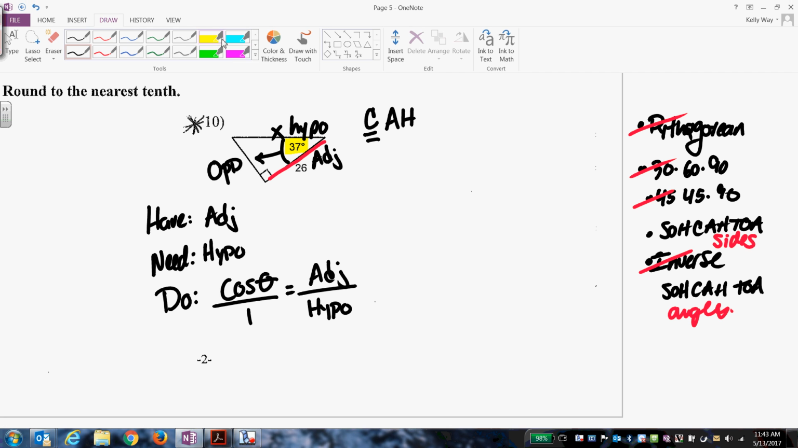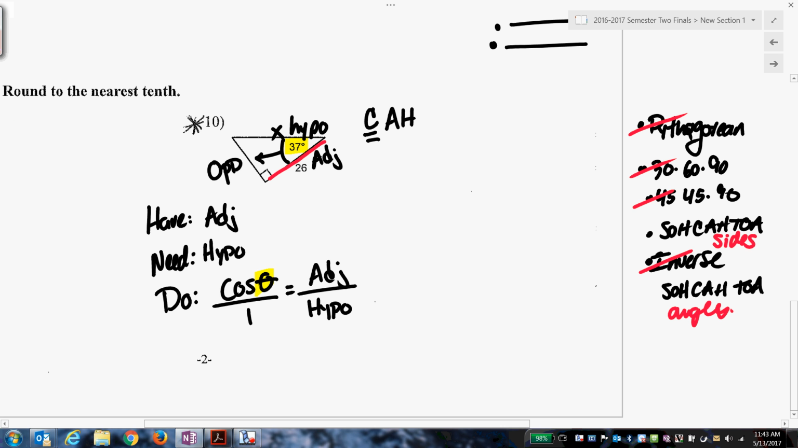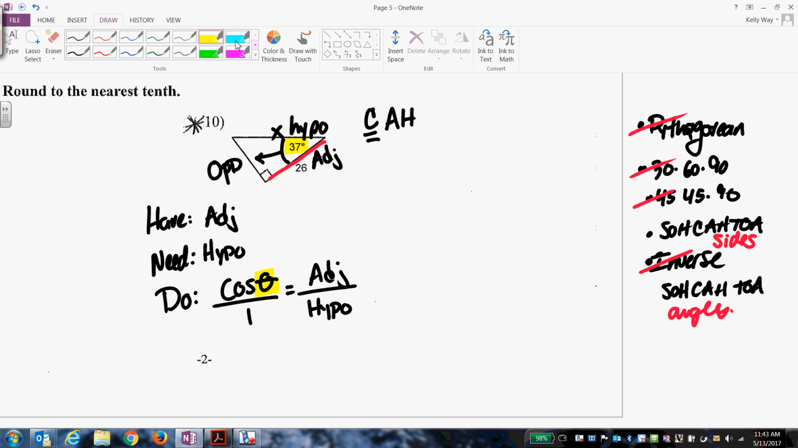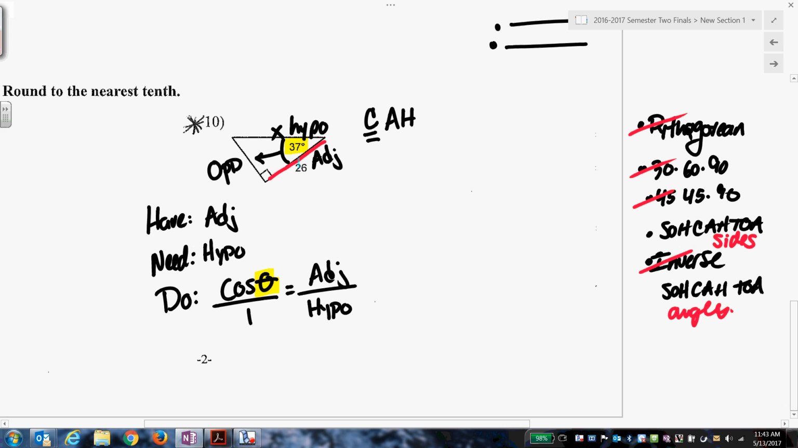Go ahead and then circle, plug, check. Your theta here is the 37. Your adjacent is the 26. And your hypotenuse is going to be the x. Plug everything in, cross multiply, solve. Round your answer to the nearest 10.